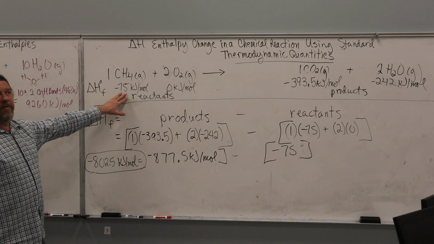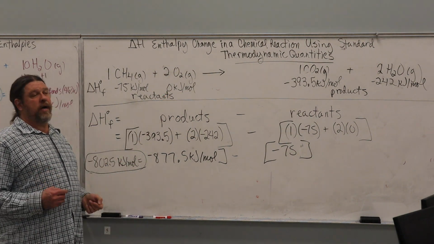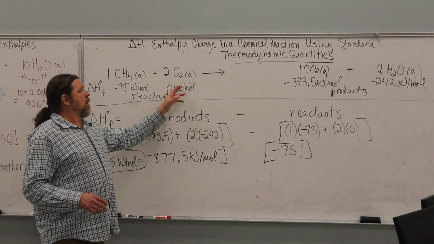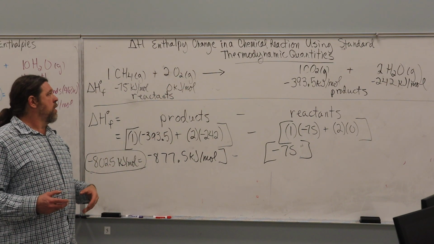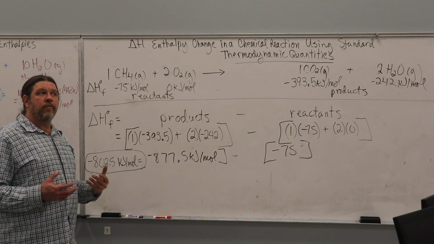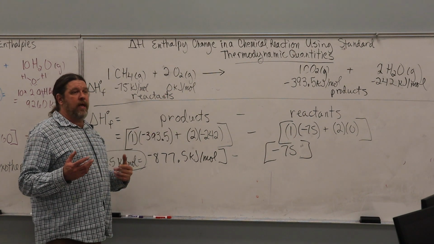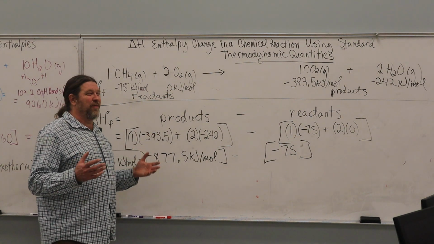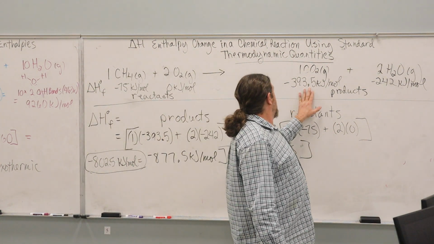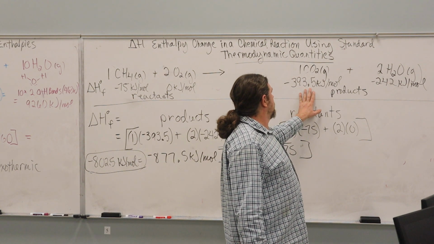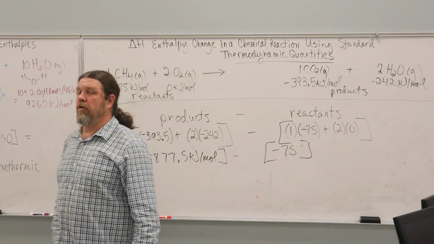So we have negative 75 kilojoules per mole for methane, but we curiously have 0 for oxygen. Why is that? Oxygen, along with all elemental forms of substances, will register a 0 value for enthalpy and for Gibbs. And so we can always make that assumption, but it doesn't hurt to check anyway if you can't remember that rule. And then on the product side, we have negative 393.5 kilojoules per mole for carbon dioxide, negative 242 kilojoules per mole for water.